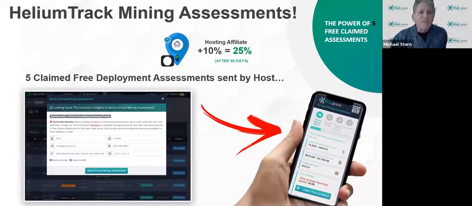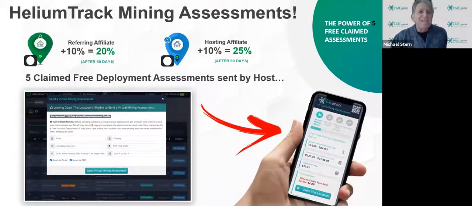And then for the referrer, it's going to be the same thing. The referrer is also going to get that extra 10% bump after 90 days. Now, what most people are doing is they're getting those 5 registrations done right away, right when they get started, helping them get acclimated to the whole system.